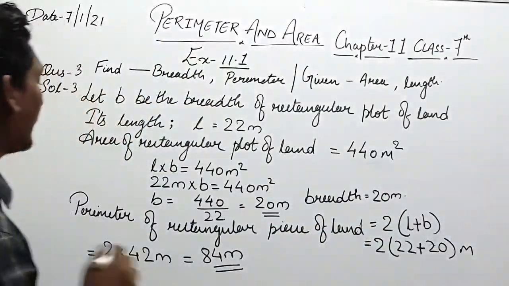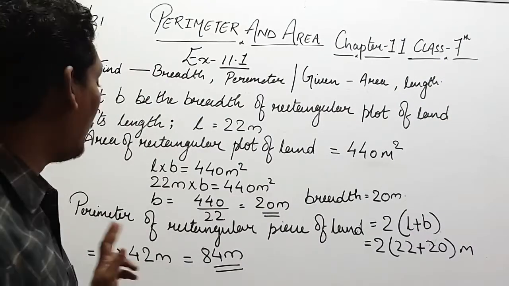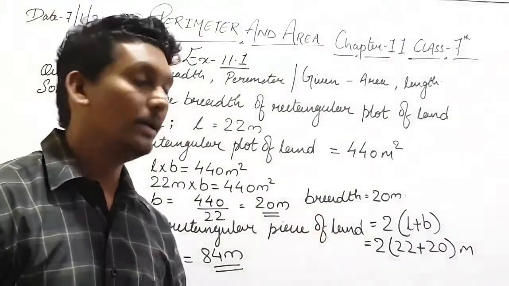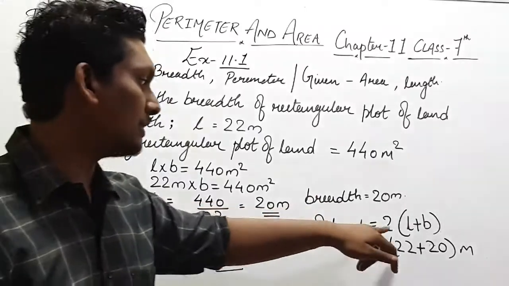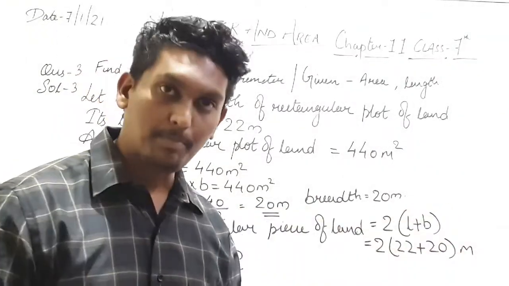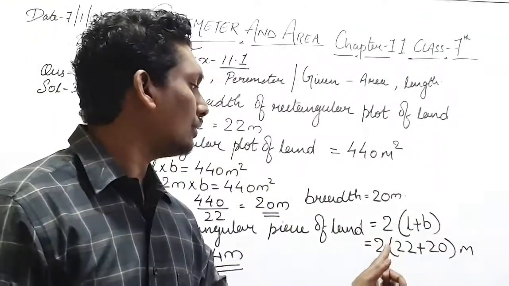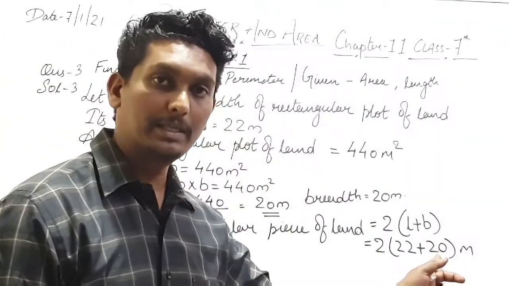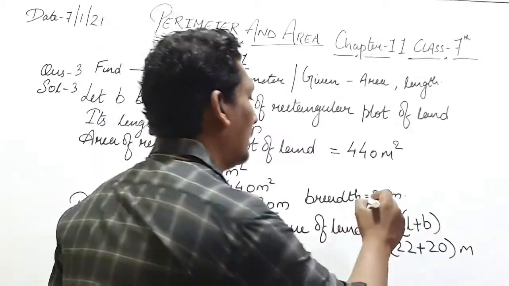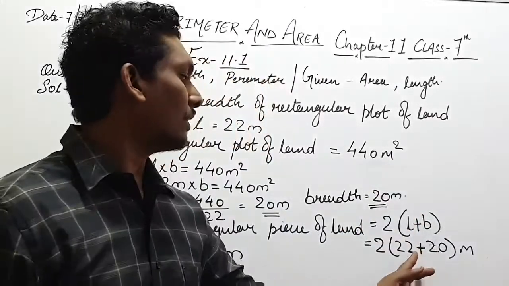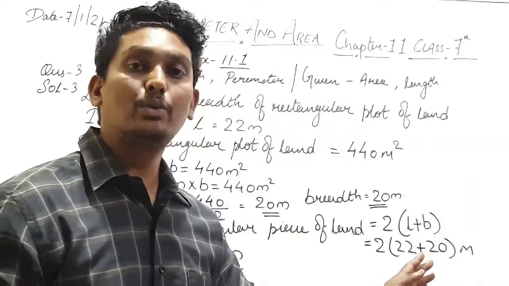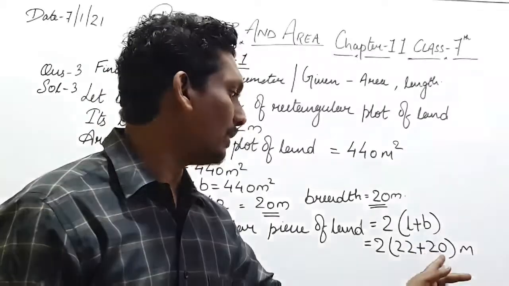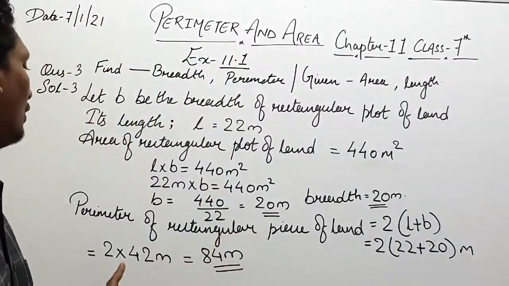After that, the second part of the question is to find the perimeter of a rectangular piece of land. The formula for the perimeter is 2 into (L plus B). So we already have length 22 meter, and breadth 20 meter. So 2 into (L plus B): 22 plus 20, that is 42.